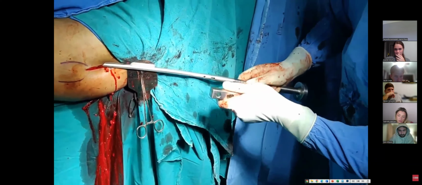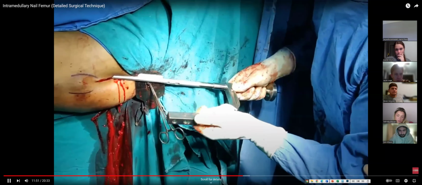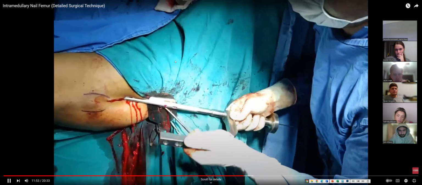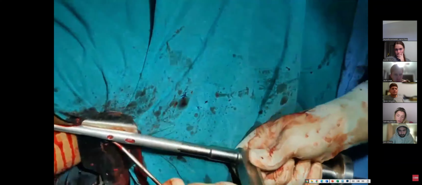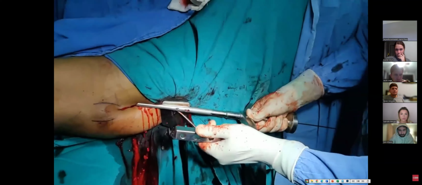Okay. So initially, if you have reamed well, what I recommend is, if you are going to put a 10 nail, you should ream at least 10 or 11 or 11.5. So you should ream at least 1 to 1.5 larger than your choice.